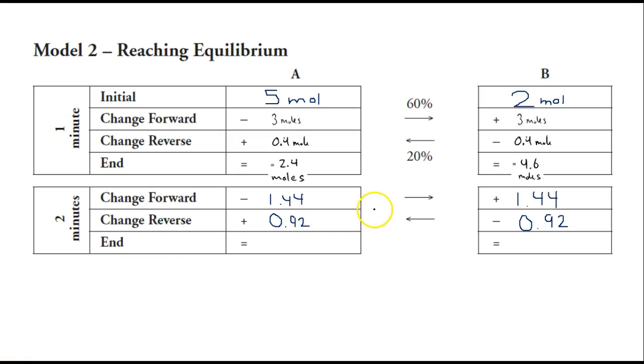If you follow all this math through, 2.4 minus 1.44 plus an extra 0.92, you get an end amount of 1.88 moles of A. And on the other side, you started with 4.6, you gained 1.44, but you also lost 0.92. You get a final amount of 5.12 moles of B after the second minute. And you go ahead and do this same math for 3 minutes and 4, and eventually it'll become really obvious to you what equilibrium actually is.